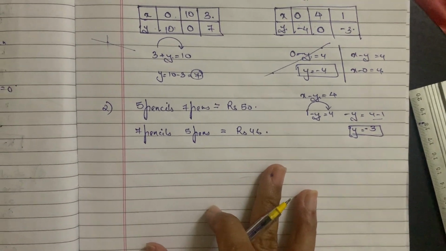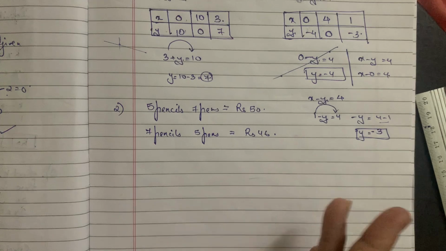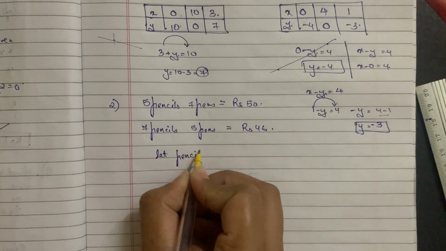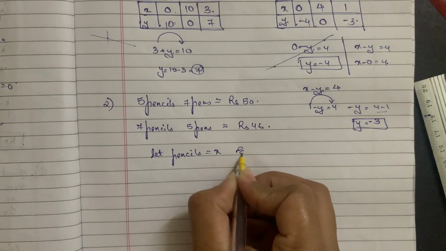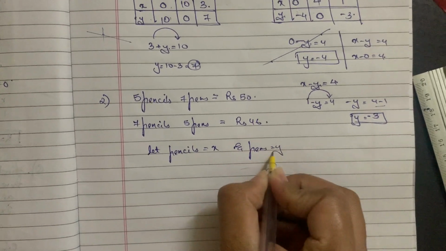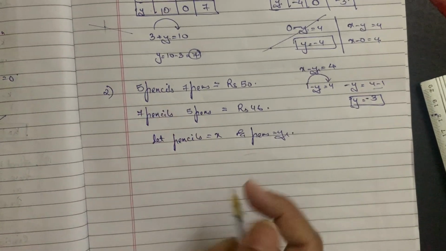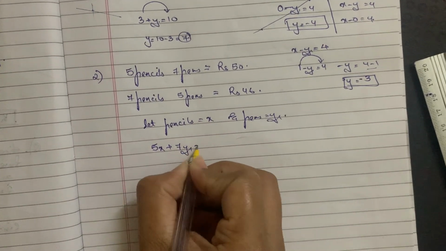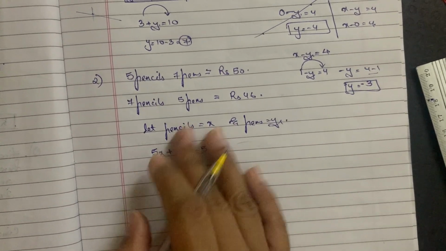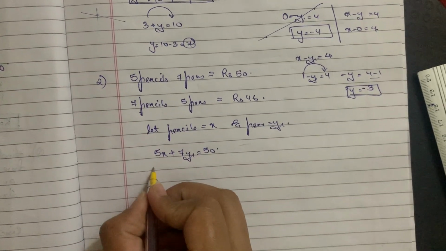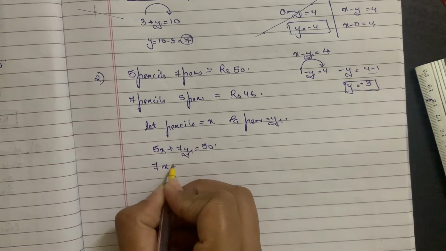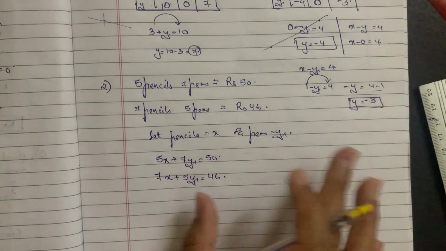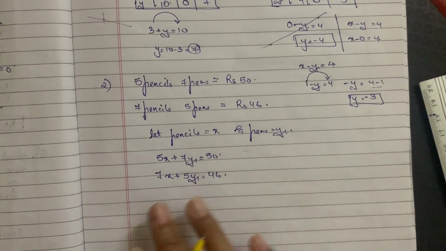This is a linear equation in 2 variables. Let pencils be x and pens be y. Rewriting the equations: 5 pencils and 7 pens gives 5x plus 7y is equal to 50. Removing the rupees, 7 pencils plus 5 pens is equal to 46. Then he asks us to solve graphically and find the solution.